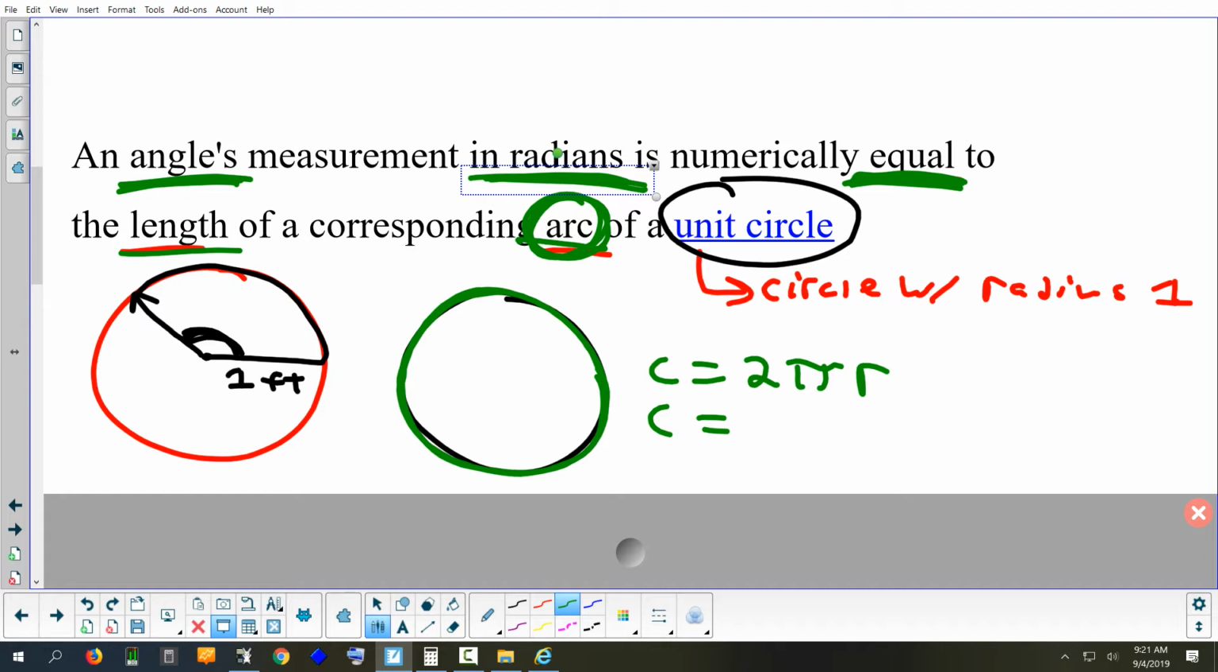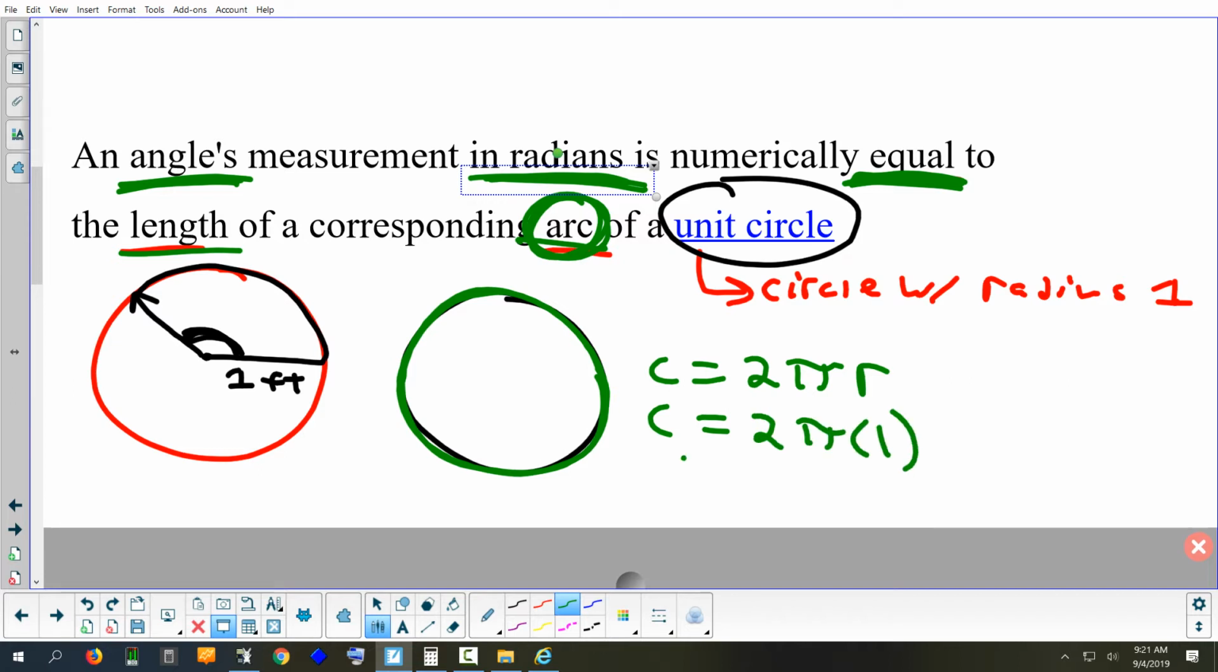The radius? Yeah, what would you fill in for the radius? Yeah, on a unit circle, the radius is 1. What's 2 pi times 1? 2 pi. Just 2 pi. 2 pi feet, 2 pi inches, doesn't matter. But the circumference is 2 pi. Now we know the length of the arc in a unit circle. It's 2 pi. The length of that arc is the same as what?